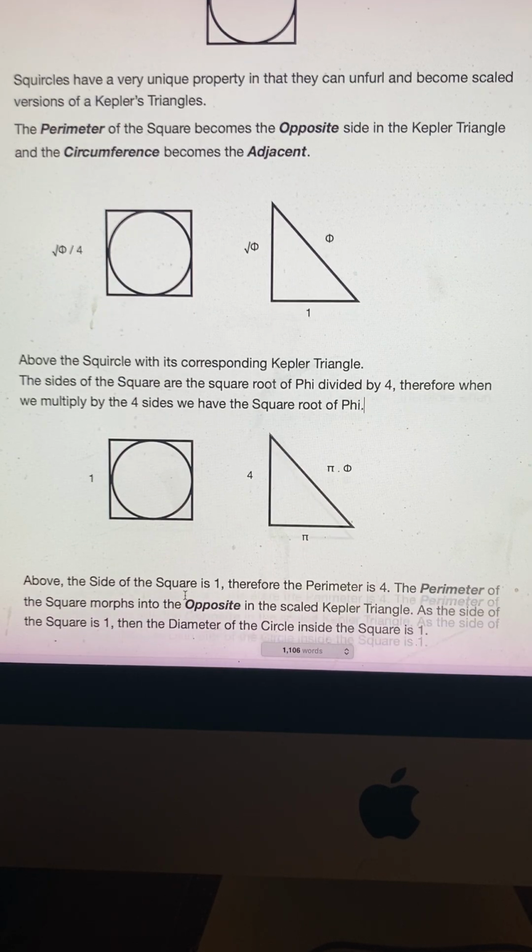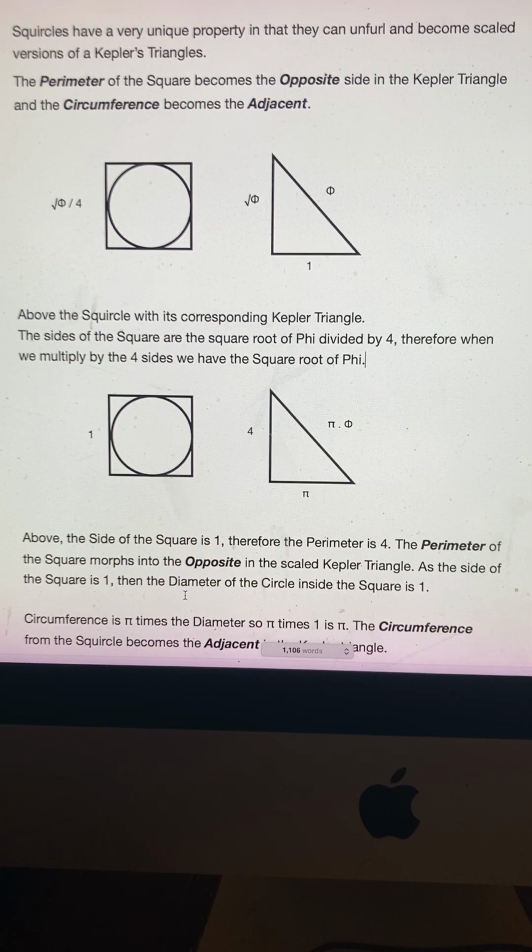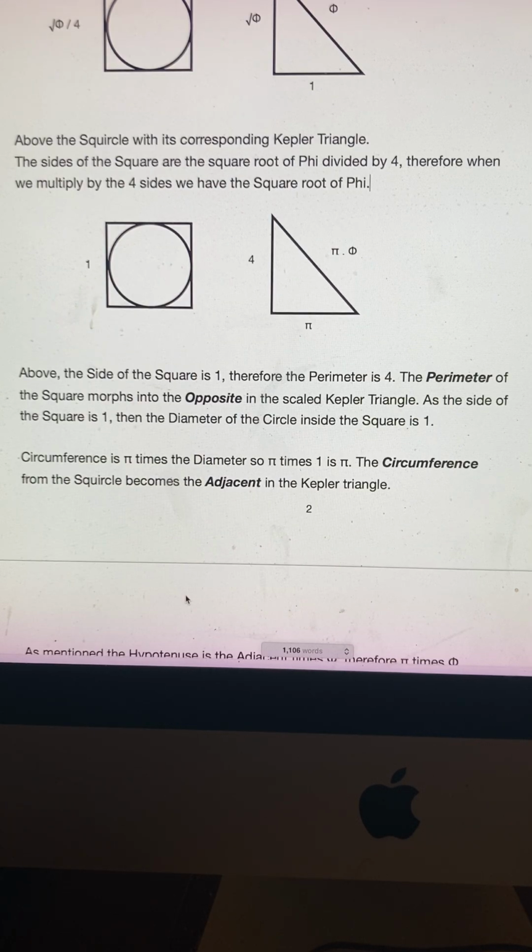Above the squircle with its corresponding Kepler triangle, the sides of the square are the square root of phi divided by 4. Therefore, when we multiply by the 4 sides, we have the square root of phi. In the next example, the side of the square is 1, therefore the perimeter is 4. The perimeter of the square morphs into the opposite in the scaled Kepler triangle.